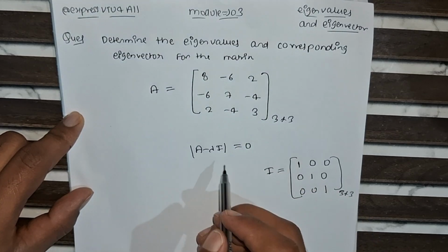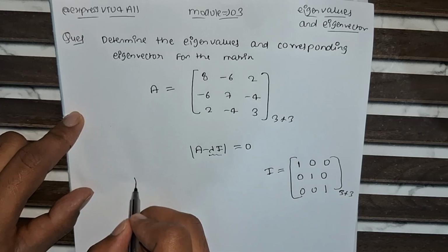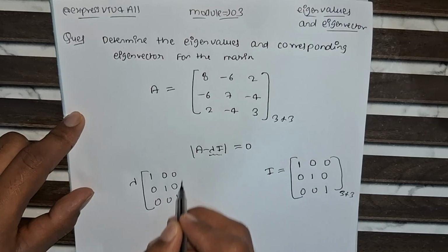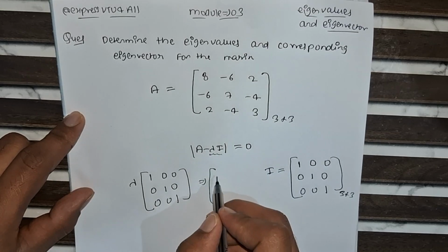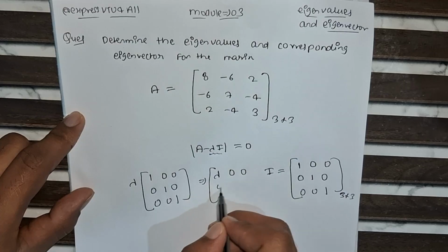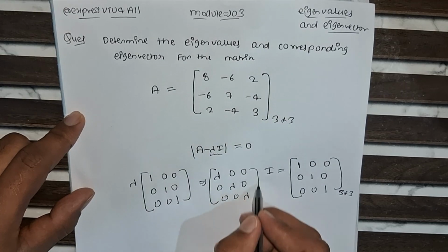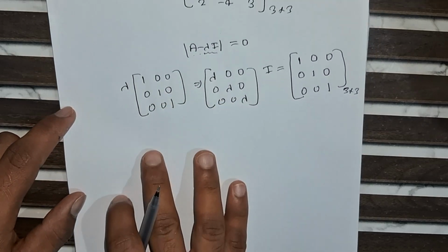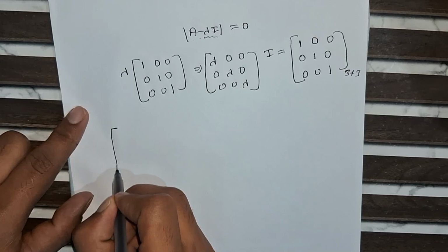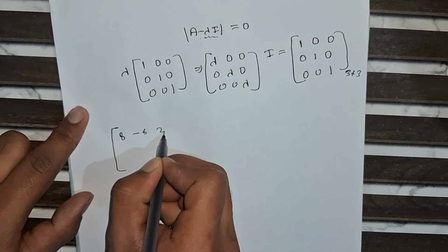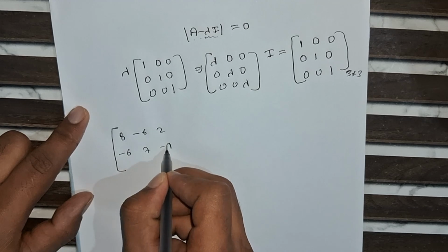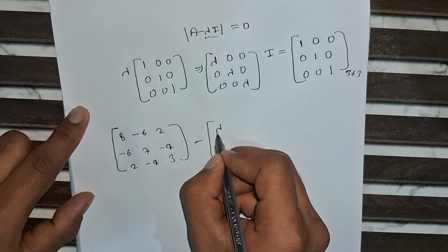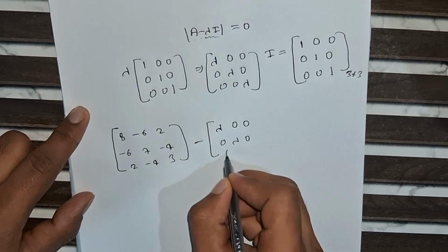So now let's solve it. First we find lambda into I, nothing but lambda multiplied by the identity matrix, which is 1 0 0, 0 1 0, 0 0 1. When you multiply it, it becomes lambda 0 0, 0 lambda 0, 0 0 lambda. So now we find A minus lambda I. So the A matrix is 8 minus 6 2, minus 6 7 minus 4, 2 minus 4 3, and minus lambda 0 0, 0 lambda 0, 0 0 lambda.